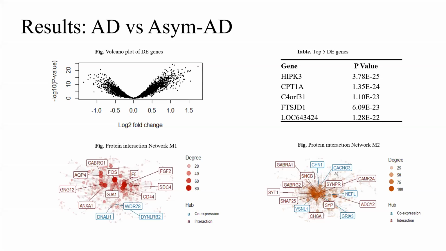So moving on to the results. The first slide is for AD versus asymptomatic AD. We observed that in the volcano plots of the two cases, most of the genes are overexpressed in the disease condition. Next, this is a table of the top 5 differentially expressed genes. In the protein interaction network, each module represents genes which have similar expression profiles or similar co-expression. We can see proteins of genes such as SNAP25 and FOS highly pronounced as hubs in these networks, and these are classical genes related to AD.